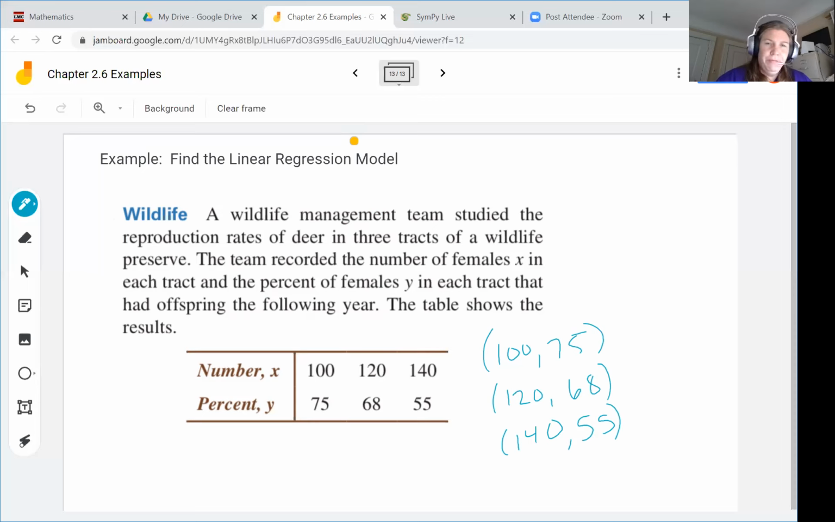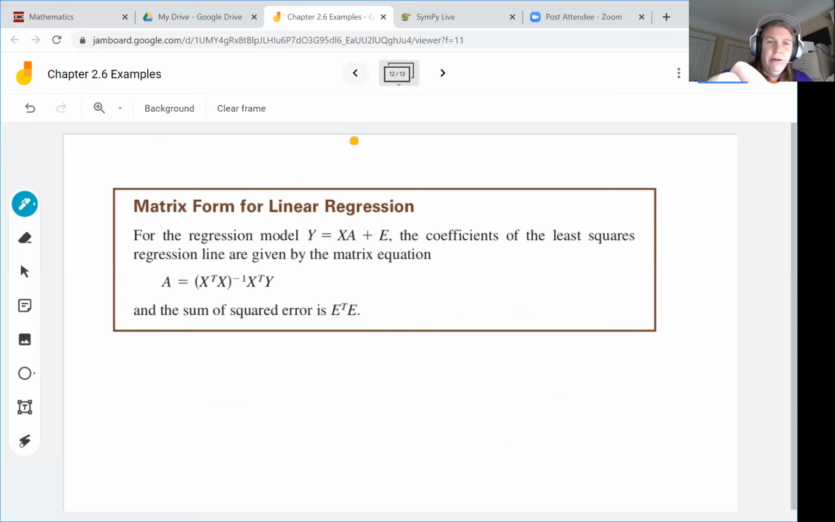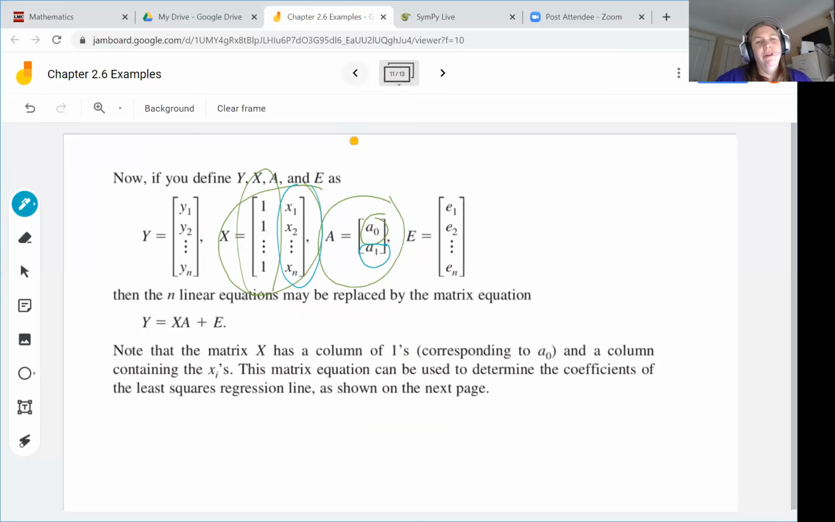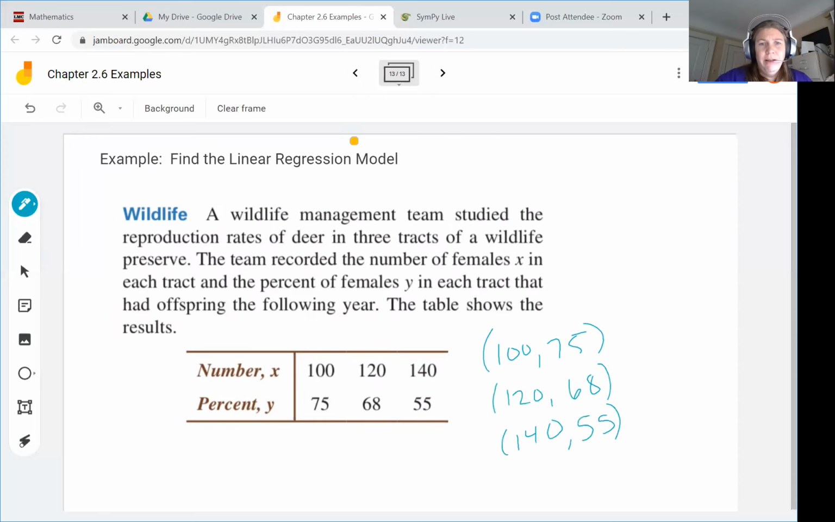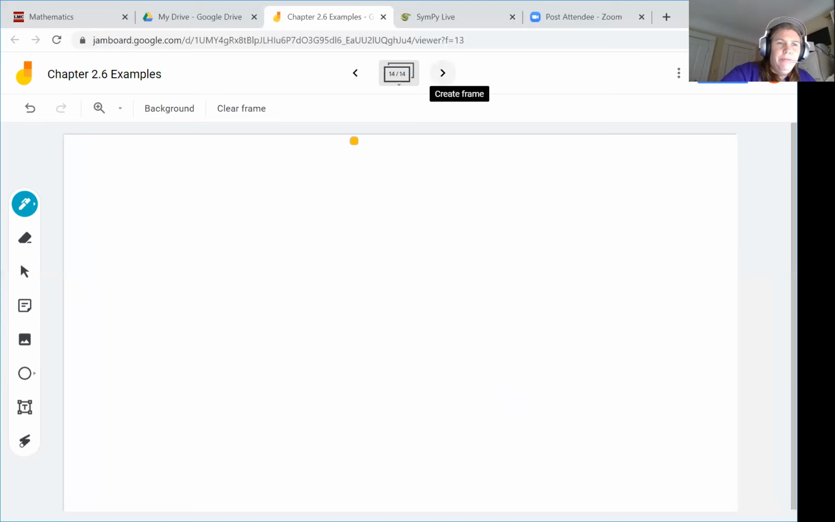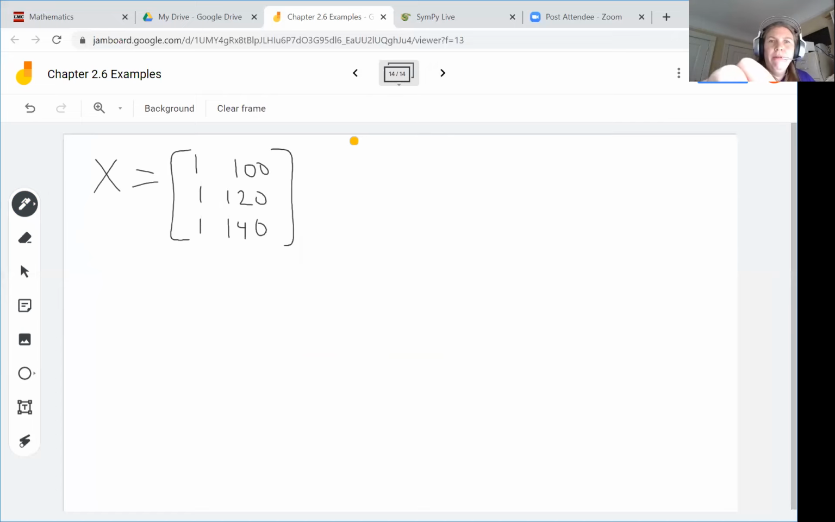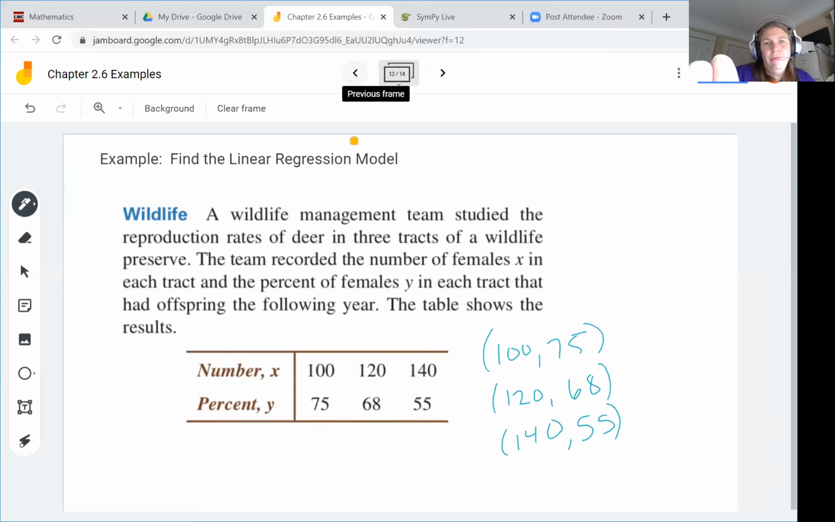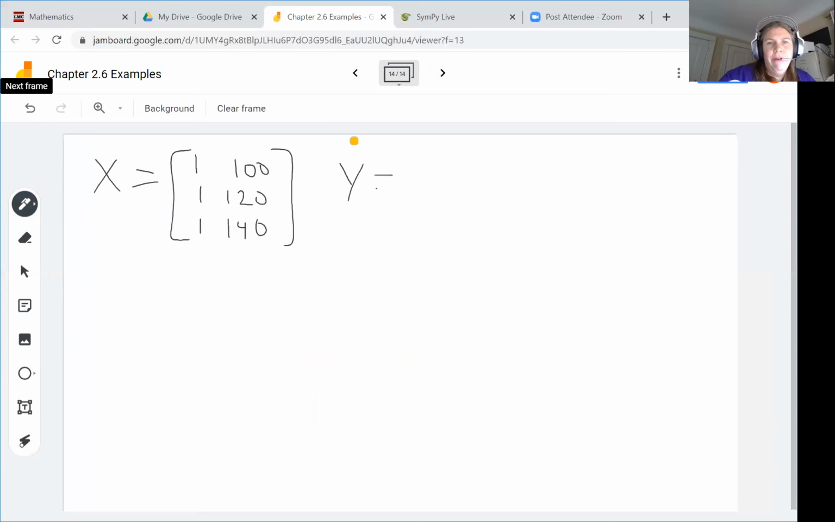And we are going to find the linear regression model, or the line of best fit, using matrices, of course. All right, so if we go back to our equations, remember our X matrix is going to be all 1s in the first column and then X values in the second. So we actually have our X values here. That's 100, 120, 140. So we can say here our X matrix equals 1, 1, 1 and 100, 120, 140. And then our Y values will correspond to the Y matrix. So the Y matrix will be 75, 68, 55.